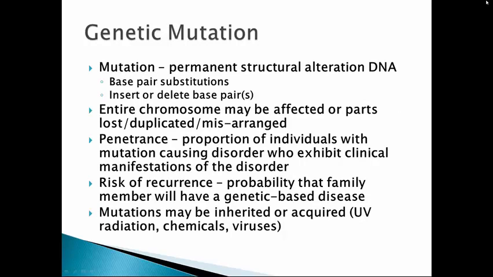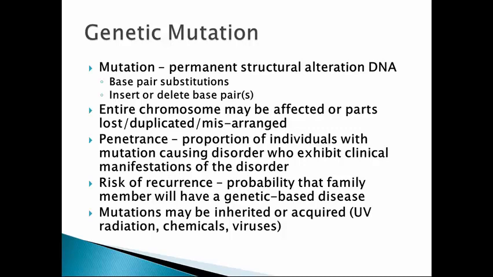So then when we think about genetic mutations and we think in pathology, we think about changes in the DNA. A mutation is a permanent structural alteration of the DNA. Frequently this happens in base pair substitutions, or it could be an insertion or deletion of a base pair. So that's one of the things we look for. Also, the entire chromosome could be lost, or small parts of the chromosome may be lost, duplicated, or misarranged.